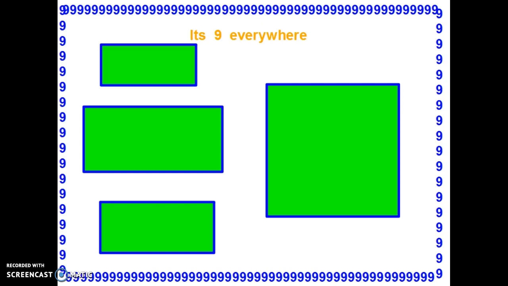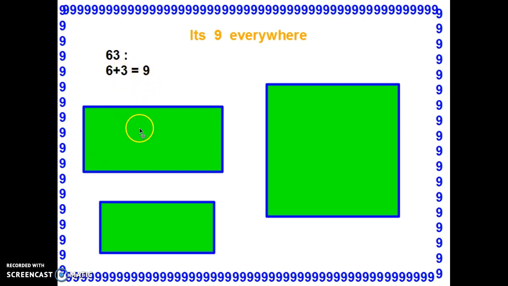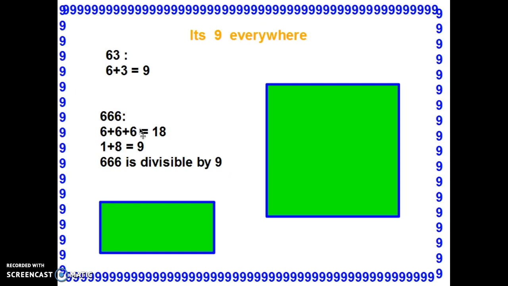In lesson number 1 we already talked about the divisibility of any number by 9 and how we check if our number is divisible or not. If you remember, we said that in order to check the divisibility of any number by 9 we just add its digits. If it adds up to 9, like 63 for example, add the digits of 63, 6 plus 3 equals 9, which means that our number is divisible by 9.